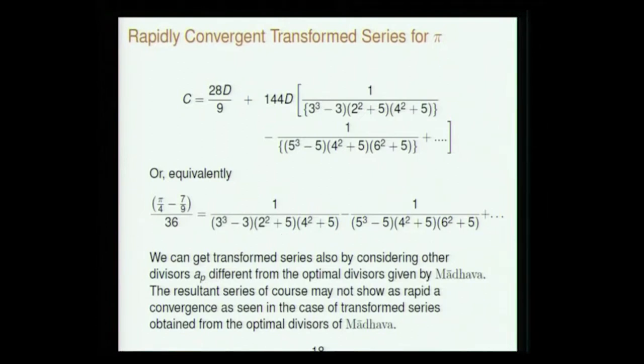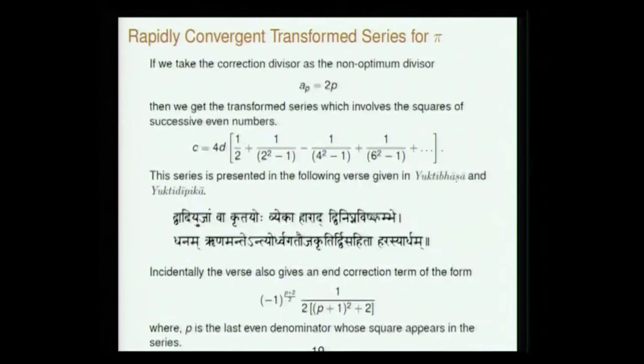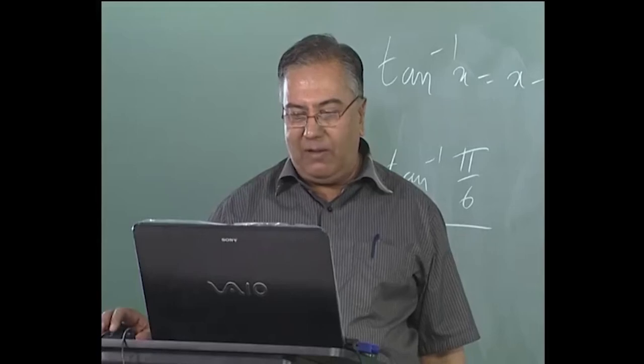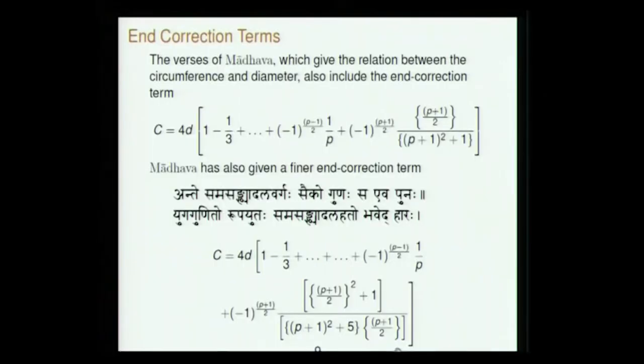Now the beauty of this Madhava's transfer. Pardon me? This AP is Madhava's AP. Two corrections. We'll go back through the whole thing once again. You see, Madhava has given two corrections. These are the two corrections given by Madhava. This will give you the fifth power. This will give you the seventh power. This is the seventh power.